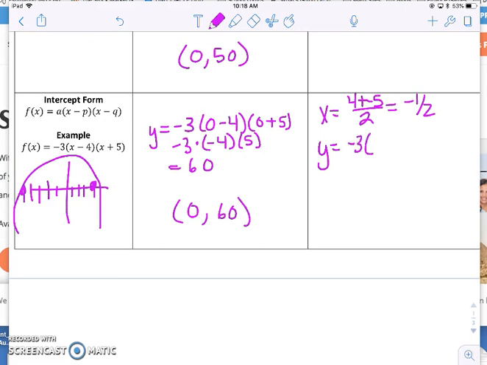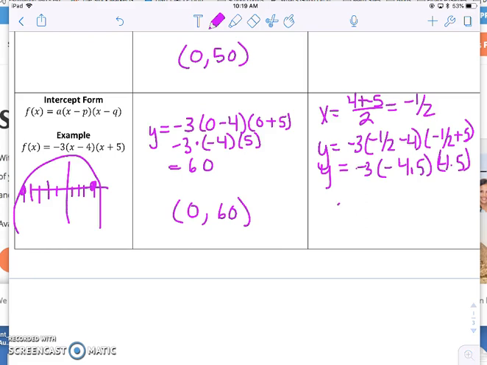So -3 times (-1/2 minus 4) times (-1/2 plus 5). So we have -3 times -4.5 times 4.5. And there's our y-coordinate. Again, I'll leave you to plug this into the calculator. So our vertex is the coordinate (-1/2, and then whatever we get there is our y-coordinate).